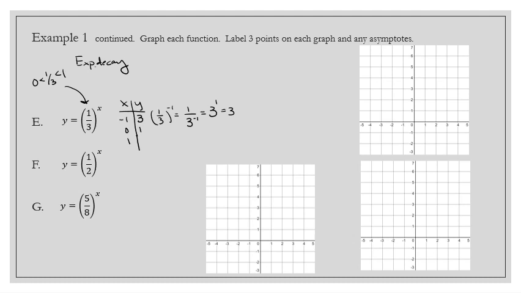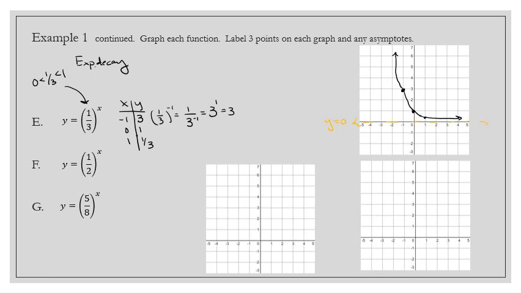1/3 to the 0 power is 1, and 1/3 to the first power is 1/3. So we're at -1, 3, 0, 1, and then 1, 1/3. Okay, so if you remember, this is actually the exact same graph that we ended with. Okay, so I'm going to put in the horizontal asymptote as well. Y is equal to 0. Since I didn't shift the graph up or down any, the horizontal asymptote stays where it is.